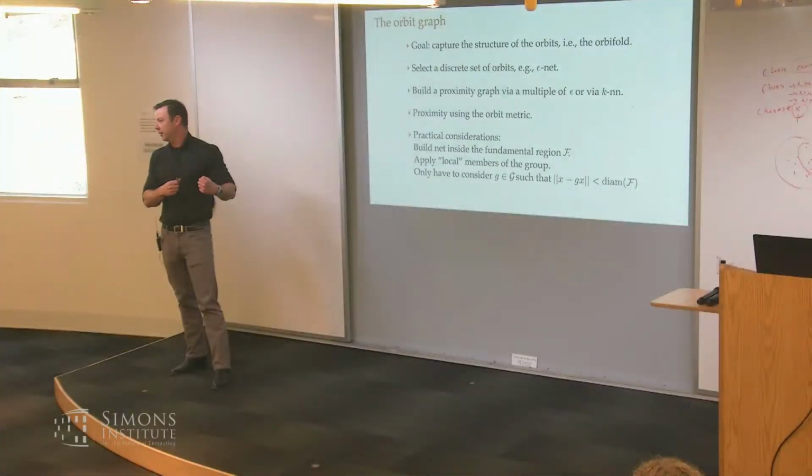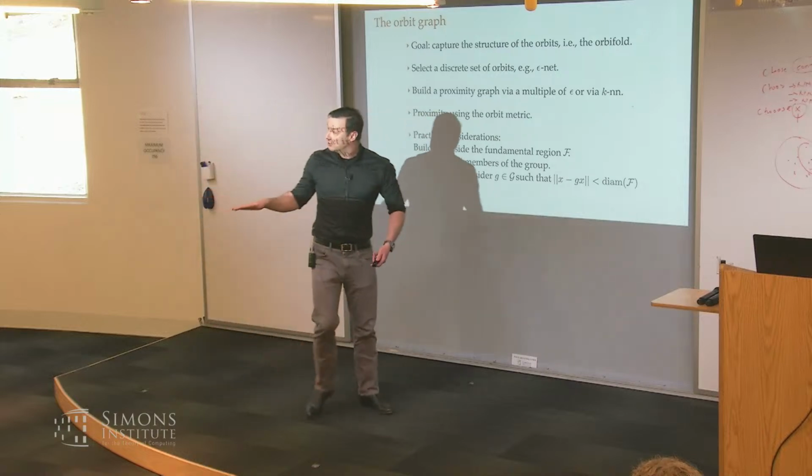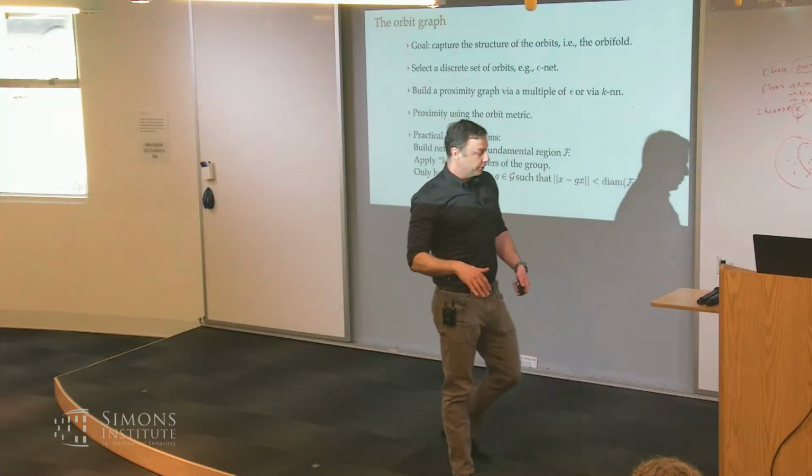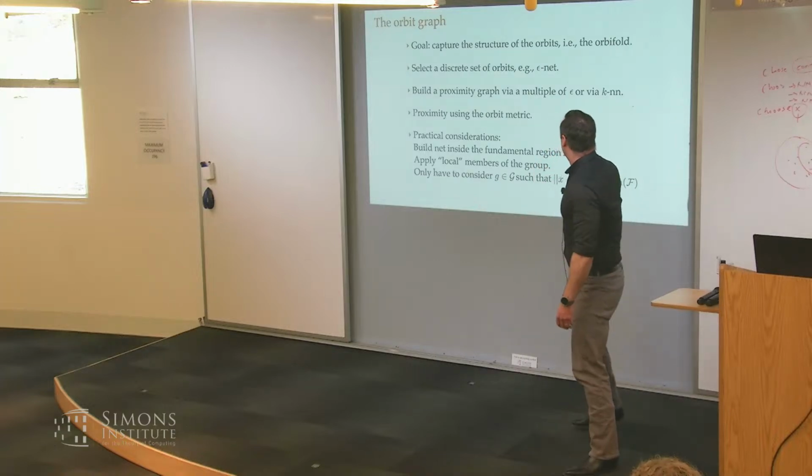That's your distance from that other orbit, not the other ones that are sort of farther away. So you take that min. Generally speaking, doing a min like that will not result in a metric, but in the case of these beautiful isometries, it turns out you can prove that it does.